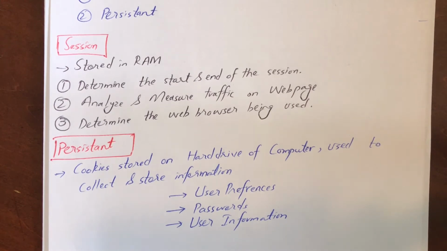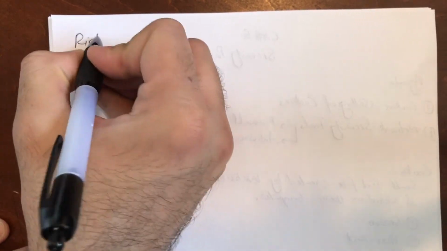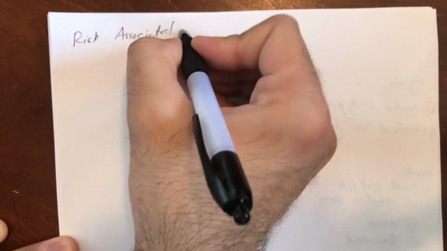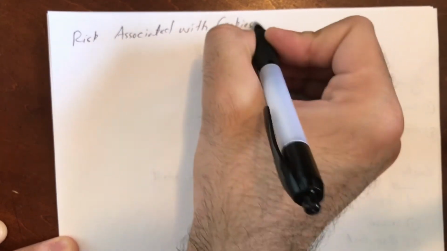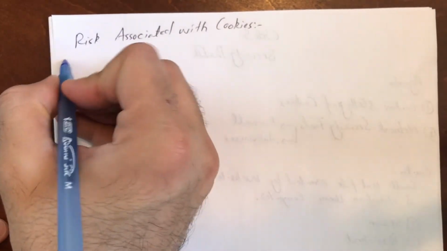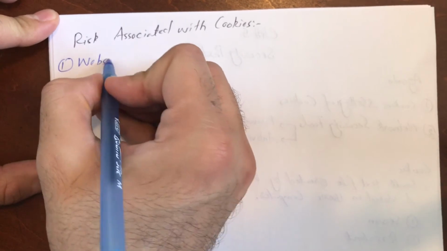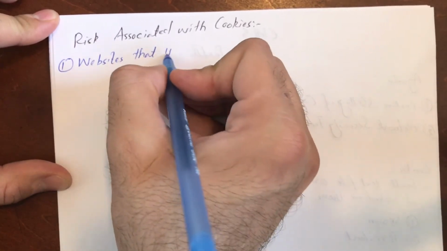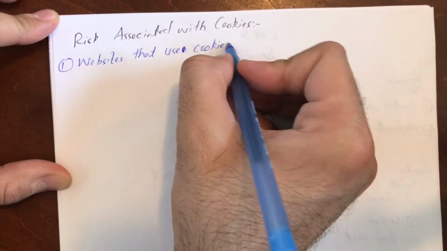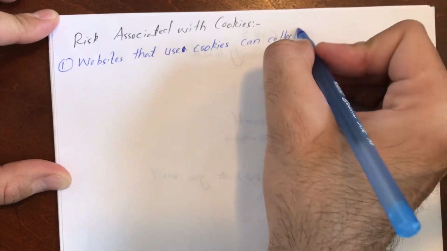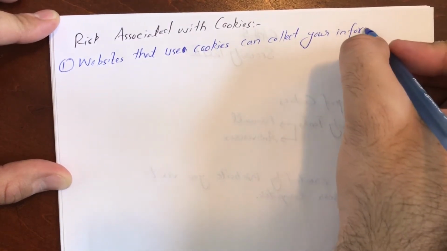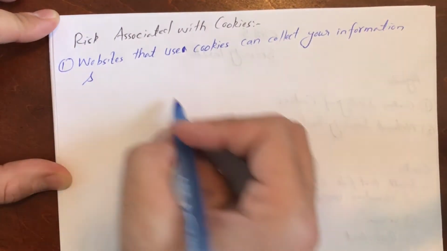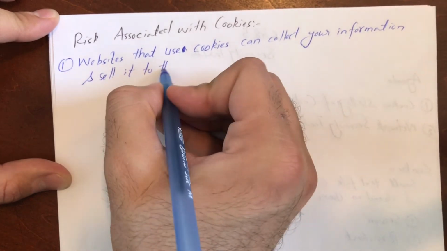Now what are basically the security risks associated with cookies? Because cookies are stored in plain text form, any website that supports cookies can track your user activities. So mainly there are three types of risks that are associated with cookies. Number one, websites that use cookies can collect your information and sell it to third parties.